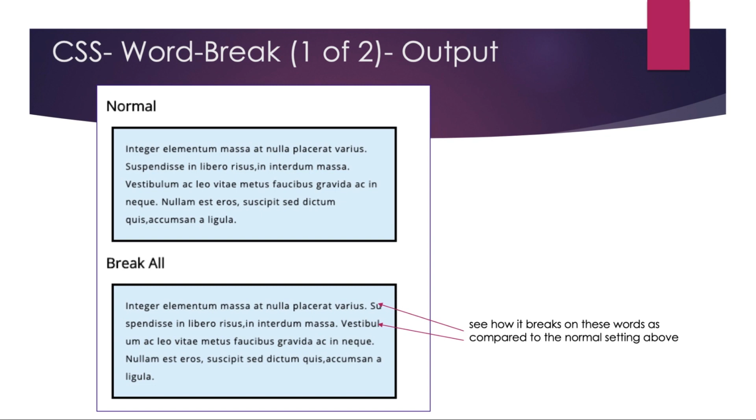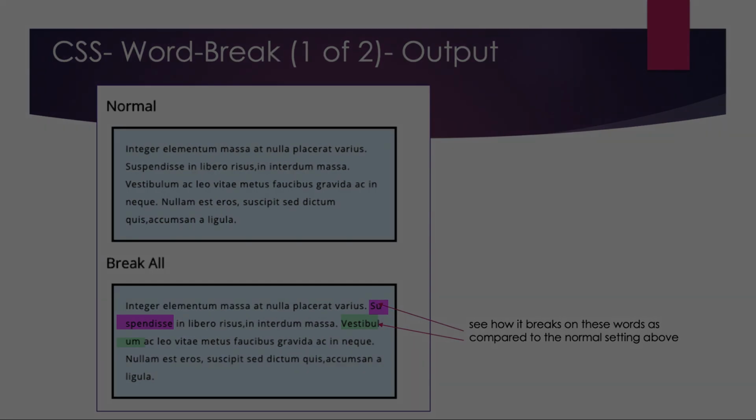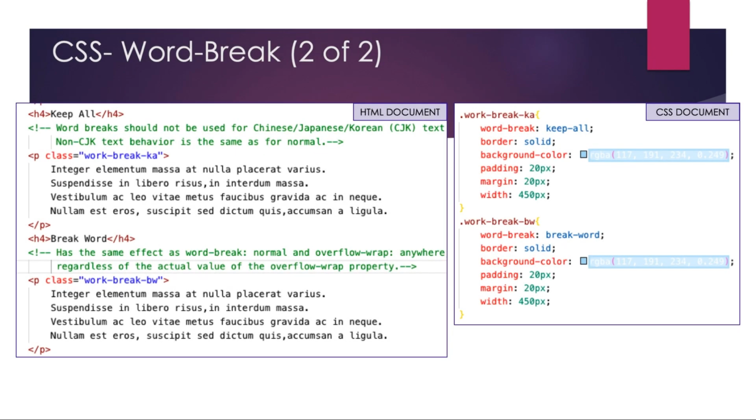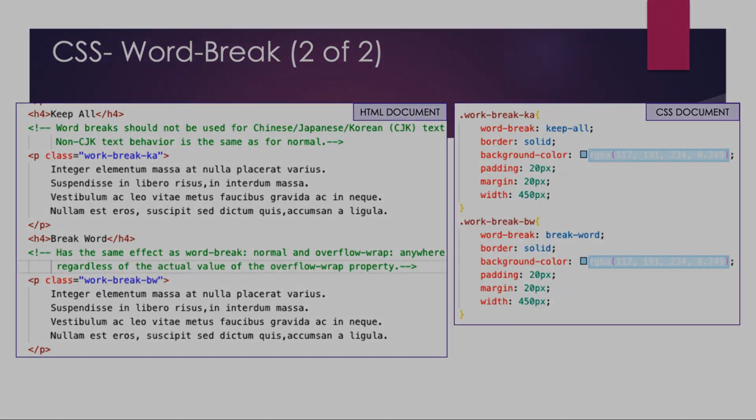You have to look very closely to see the difference, but break all breaks on these words here, and it doesn't do that in the normal one. All right, and we'll finish word break with the keep all version and the break word version. Keep all, word break should not be used, as we mentioned in the last slide, in the Chinese, Japanese, or Korean languages. However, the text for non-Chinese, Japanese, or Korean languages behaves just like normal. And then break word has the same effect as word break. We'll see what they look like.